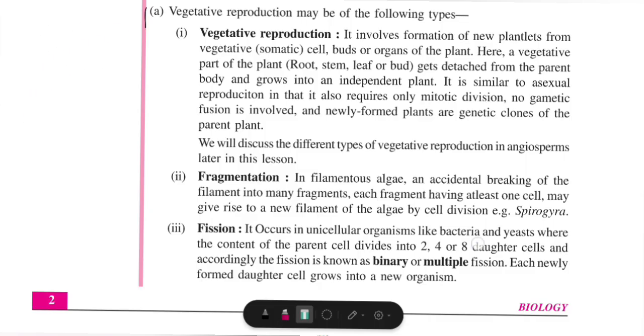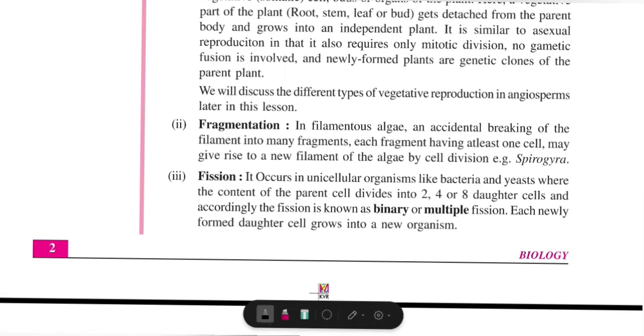Now we understood what fragmentation is. We can move on to fission. Now, this is the definition of fission. It occurs in unicellular organisms like bacteria and yeast, where the content of the parent cell divides into 2, 4 or 8 daughter cells, and accordingly the fission is known as binary or multiple fission. Each newly formed daughter cell grows into a new organism.